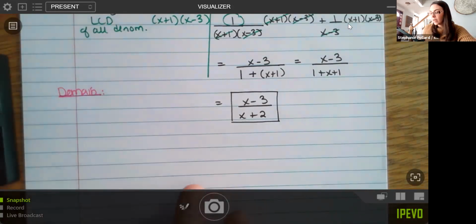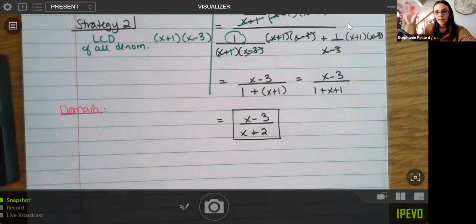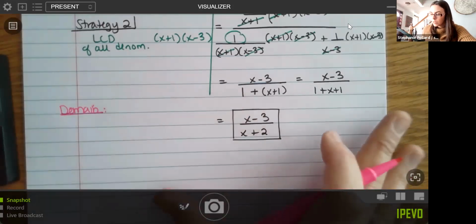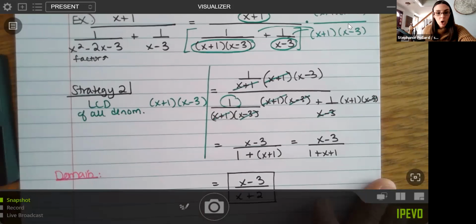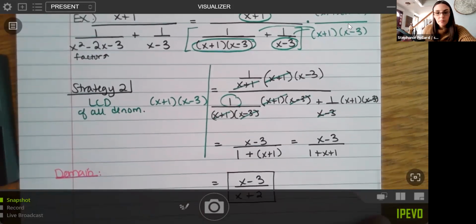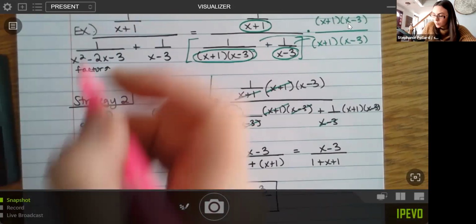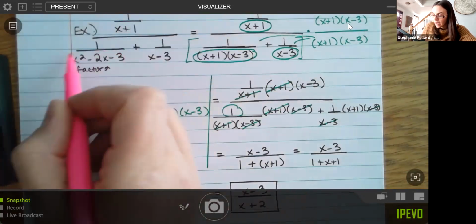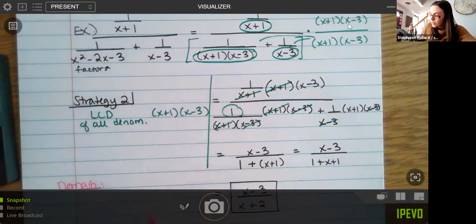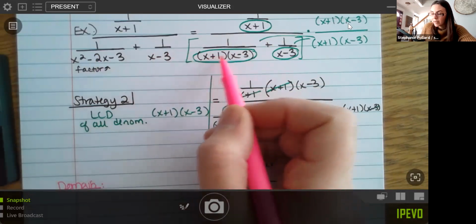All right, so whether you start at the end or the beginning doesn't matter. Check all your steps throughout. Make sure you haven't missed anything. So in the beginning, I have so many different denominators here. I have the x plus 1. I have this one. I have this one. This one factored into x plus 1, x minus 3 as well.